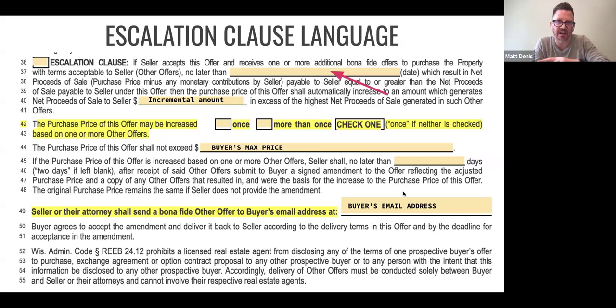And that would need to be signed within 2 days after receiving it. Yes, we'd have to have it received within 2 days and signed. It won't be initialed, it'll be signed.